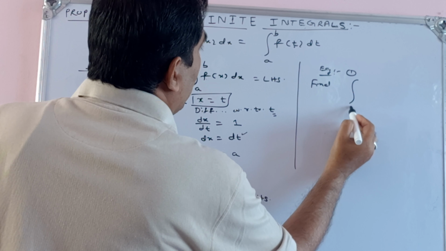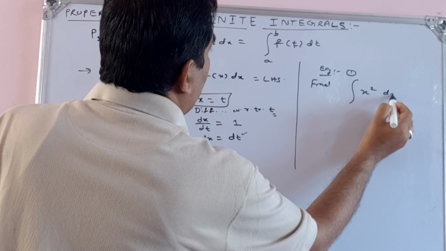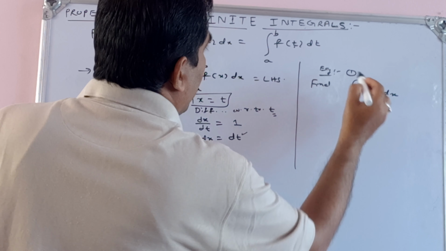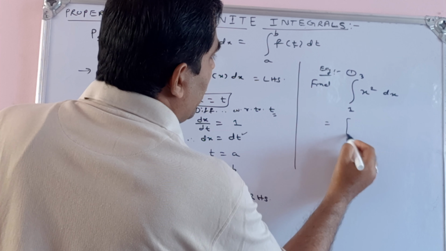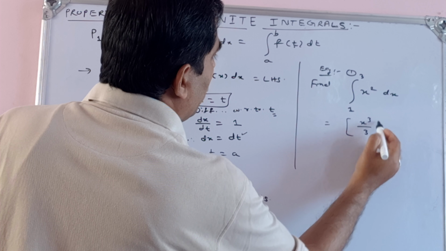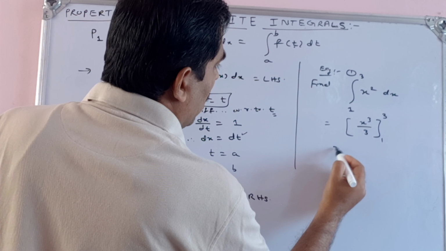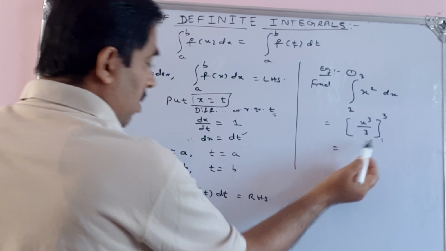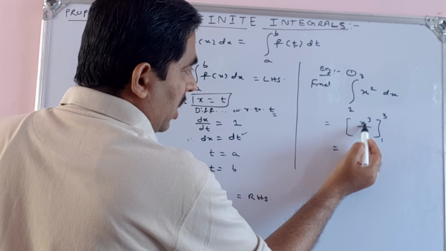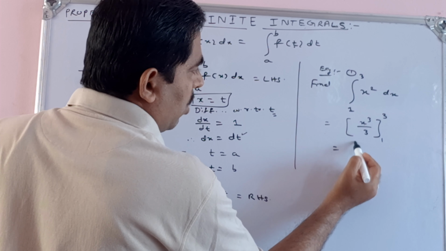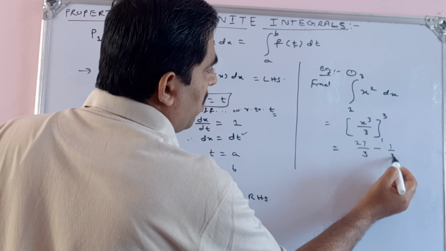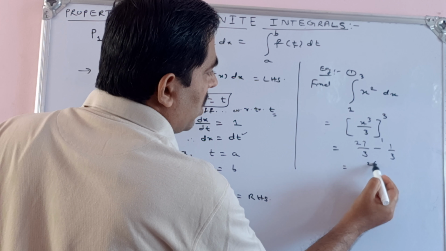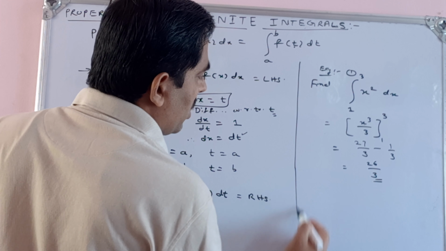Find the integration of x square, from 1 to 3. Let me integrate this. Integration of x square is x cube divided by 3 from 1 to 3. Now let us calculate this. For the upper limit, I will substitute x is equal to 3. 3 cube means 27, divided by 3, minus the lower limit 1, so 1 by 3. So 27 minus 1, this will be 26 by 3. The value is 26 by 3.